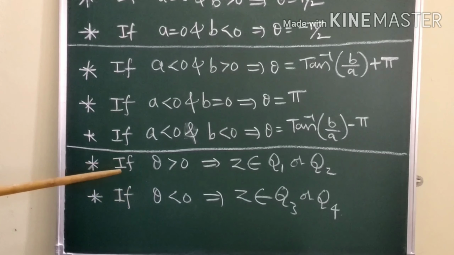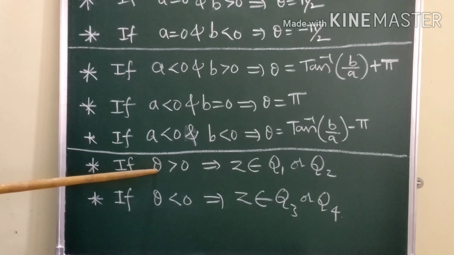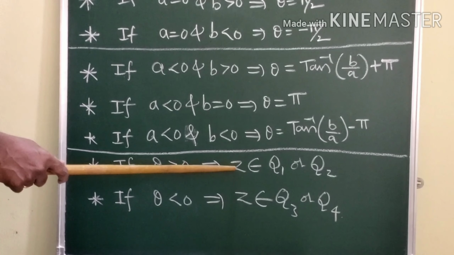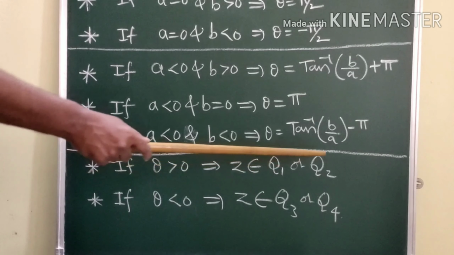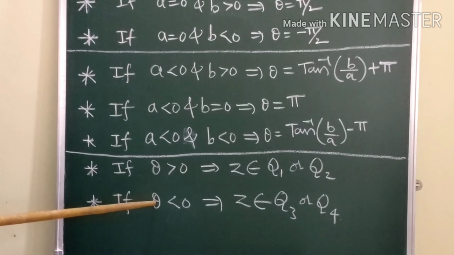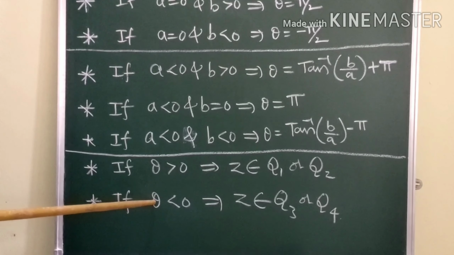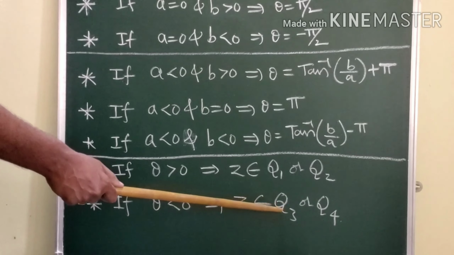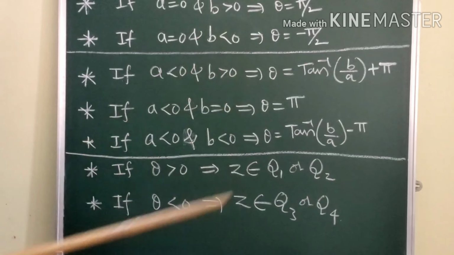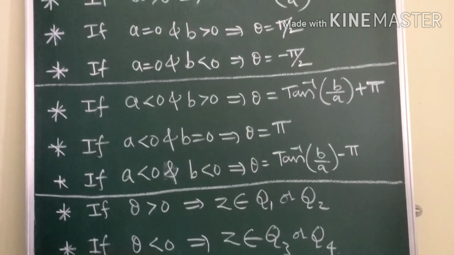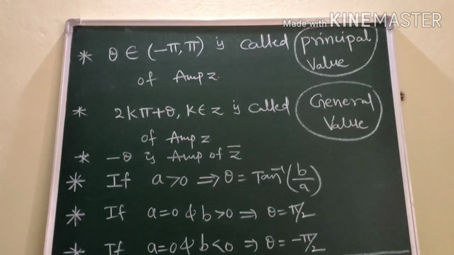Overall, if theta is greater than 0, that means positive, then the complex number lies in the first quadrant or second quadrant. If theta is less than 0, that is negative, then the complex number belongs to the third quadrant or fourth quadrant. So this is the overall explanation of the amplitude or argument of z.